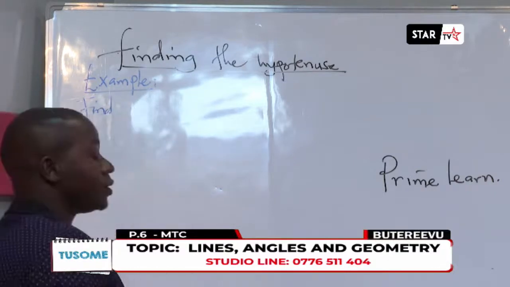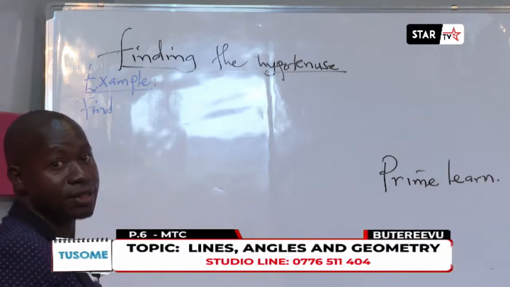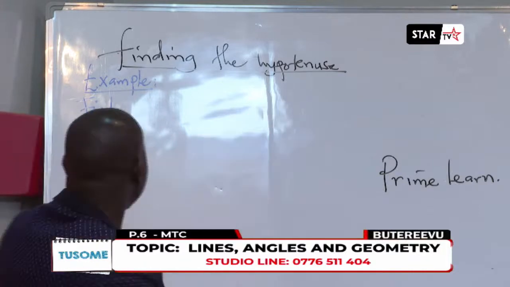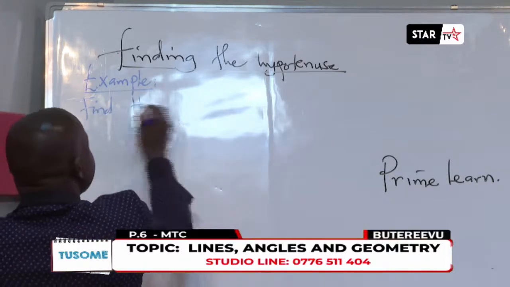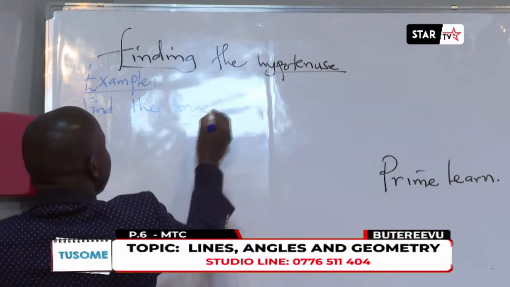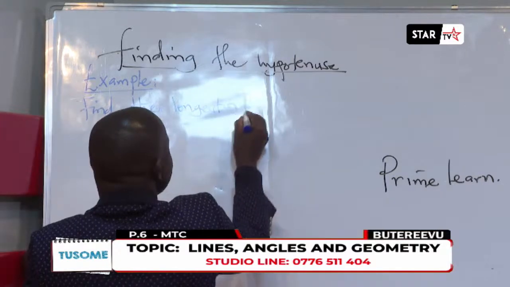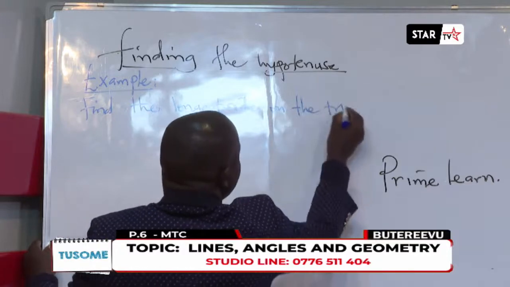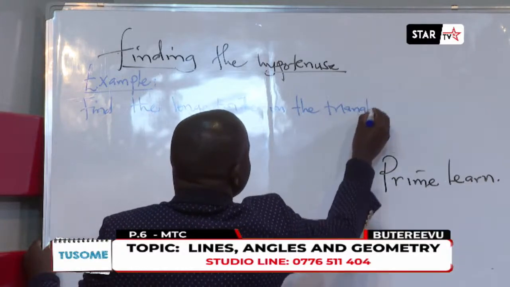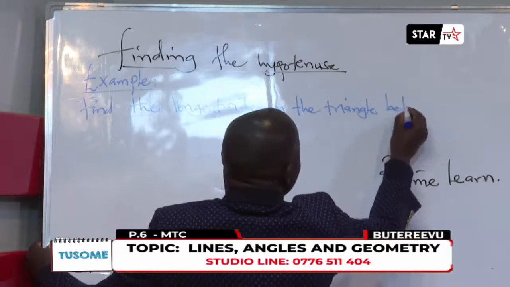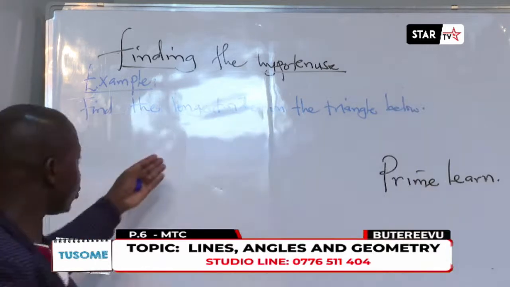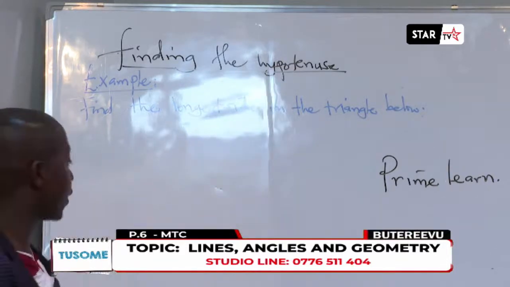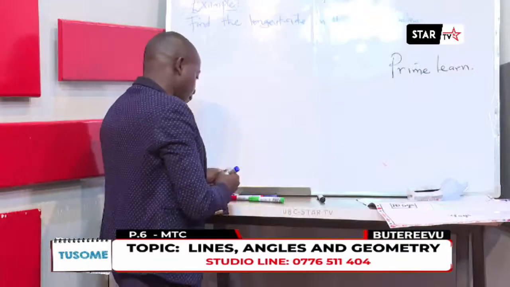By the way, the hypotenuse is the longest side on a right-angled triangle. So instead of asking for the hypotenuse, they can say find the longest side on the triangle below. You need to know that the longest side is the hypotenuse on a right-angled triangle.